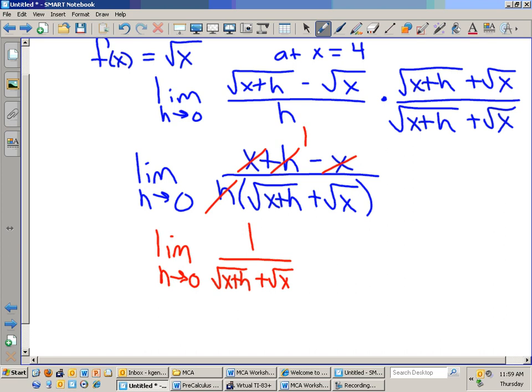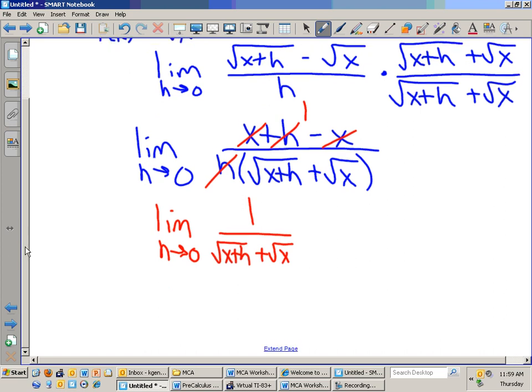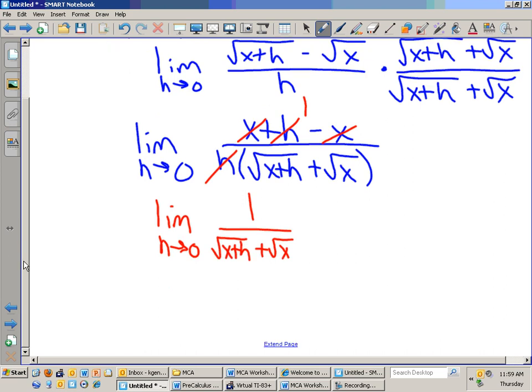May I now plug in 0 for h? How can I plug in 0 for h? H is in the denominator. It doesn't give you 0 in the denominator, so it's still okay. So we get 1 over 2 roots of x. And as you look at the problem, you can see that you have your 2 square roots added together because you have 1 over the square root of x plus square root of x.